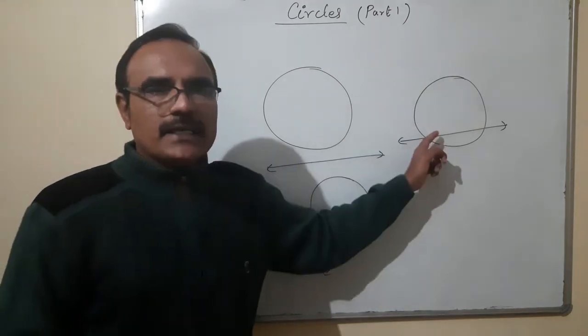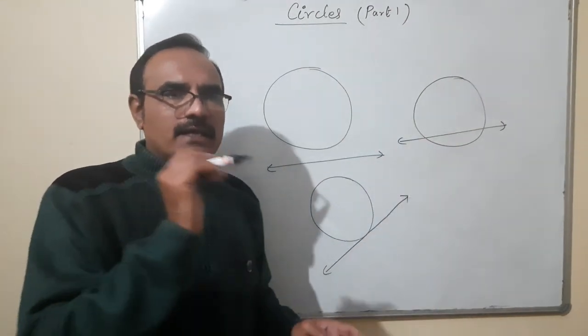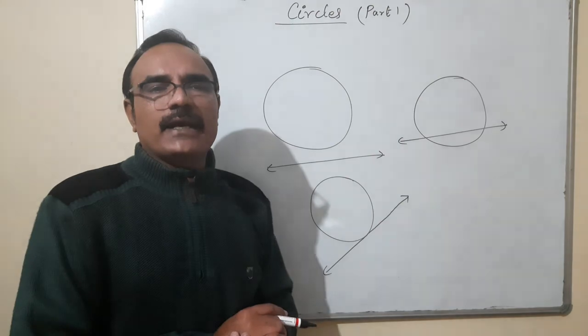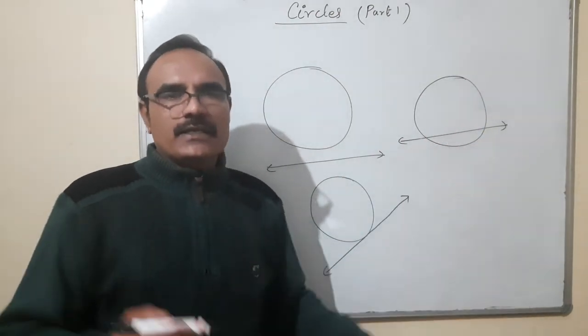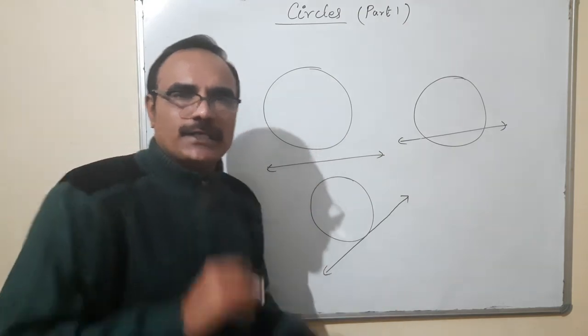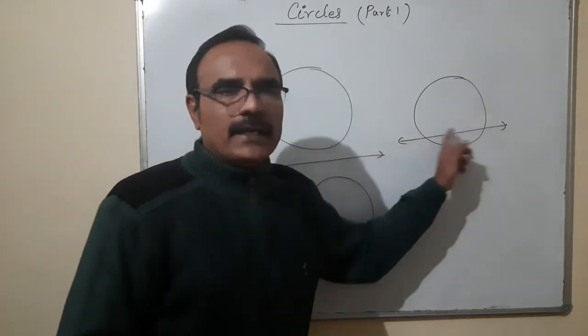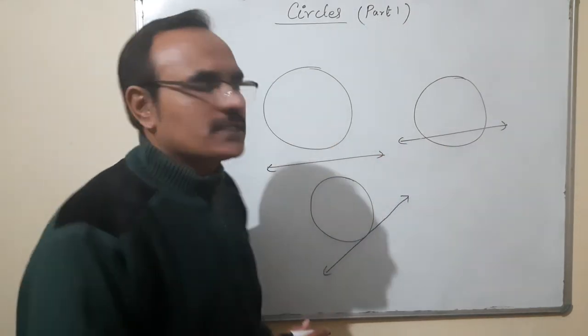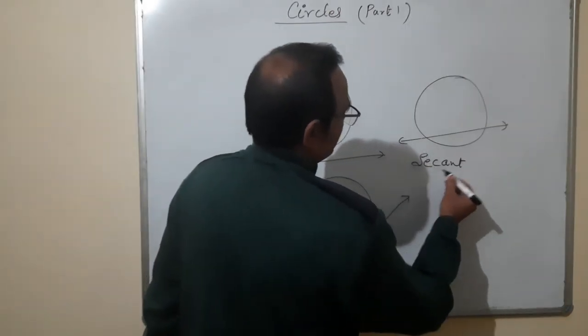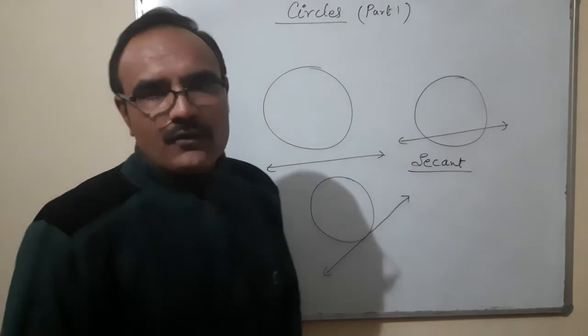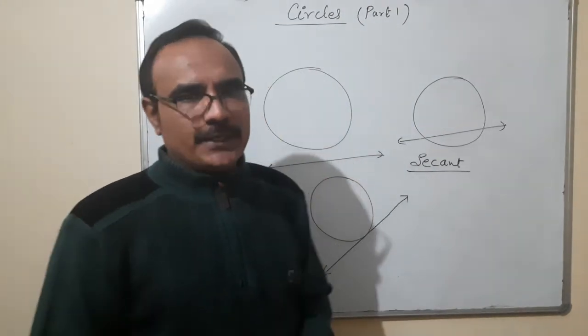Here, there is a circle and one line. This line is intersecting the circle at 2 points. That means this line is passing through the circle. So this line is called a secant to the circle. What is a secant? It is a line which intersects the circle at 2 points.